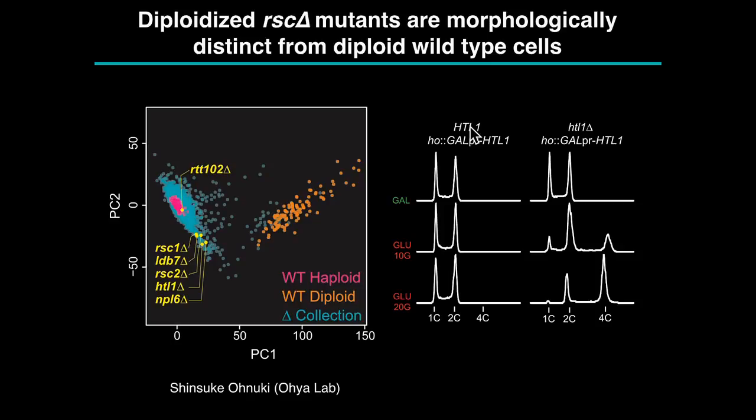In a wild-type control strain, you can see that regardless of whether you grow on galactose or glucose, the strain remains haploid. However, in the HTL1 delete, overexpression will rescue the diploidization, but you can induce spontaneous diploidization by growth on glucose. So after 10 generations, we see the emergence of a 4C peak, and by 20 generations, the entire population has diploidized.